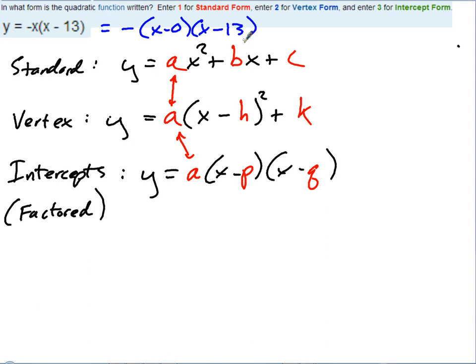Whoa, how'd you get there? Didn't you just change that from vertex to intercept? No, it was always intercept. It's intercept the whole time, because there's no square root or plus K in there.